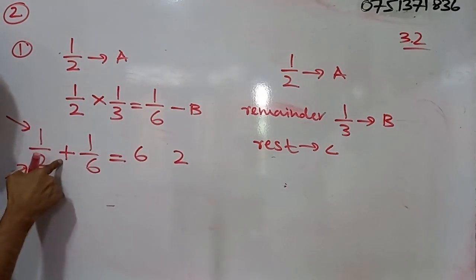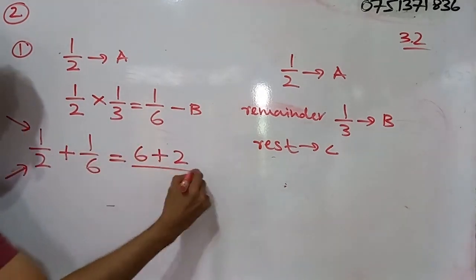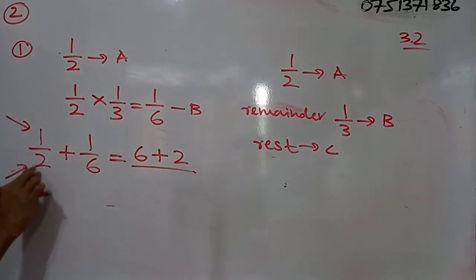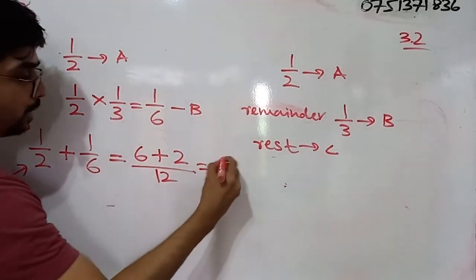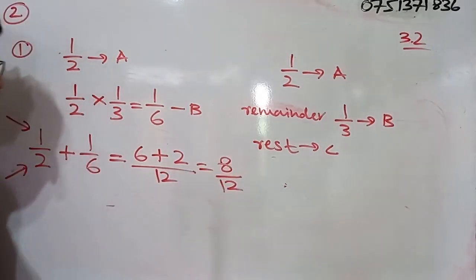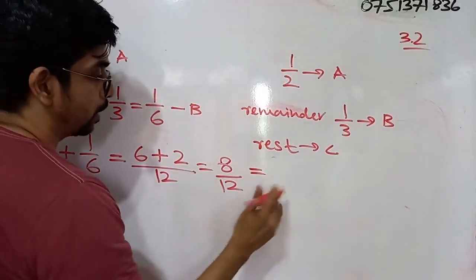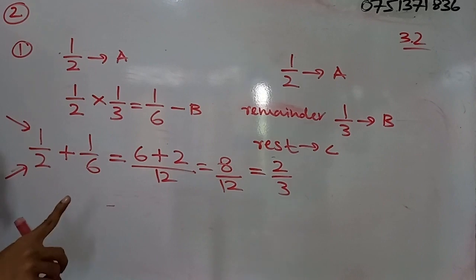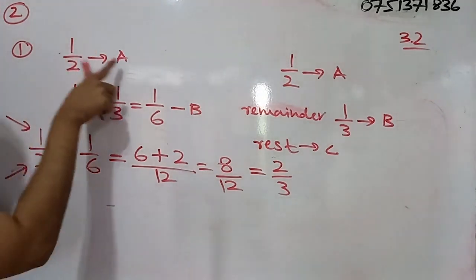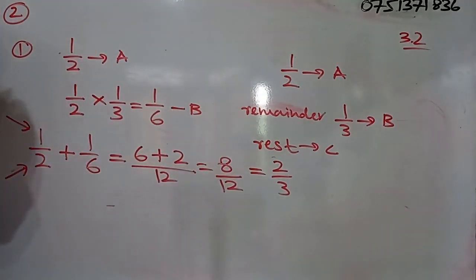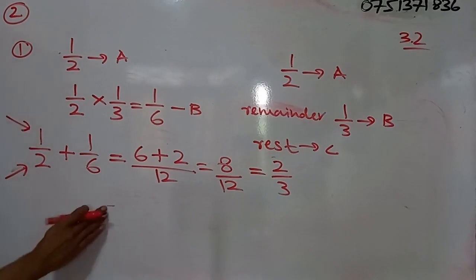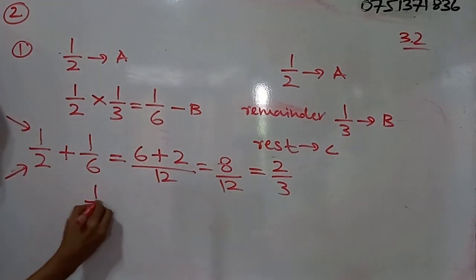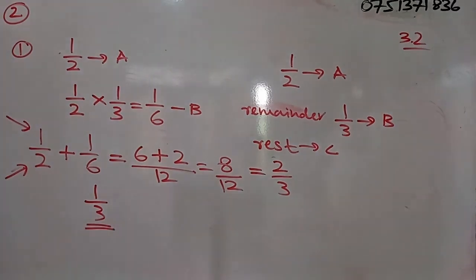So here we need to do an addition, no? So 6 plus 2. Then what is the denominator? 2 times 6, that is 12. So here we get what? 8/12. So we can further simplify this as what? 2/3. So the amount received from both A and B as a fraction is what? 2/3. Then what is the amount that was received by C? 1/3, no? 1/3.